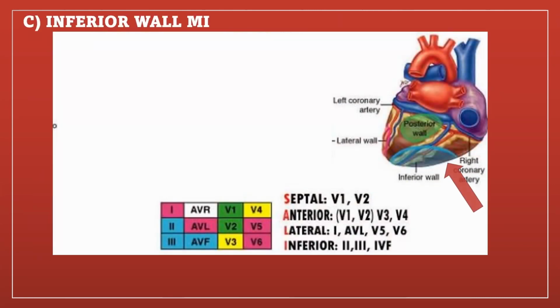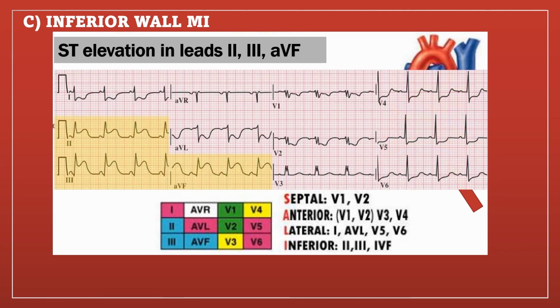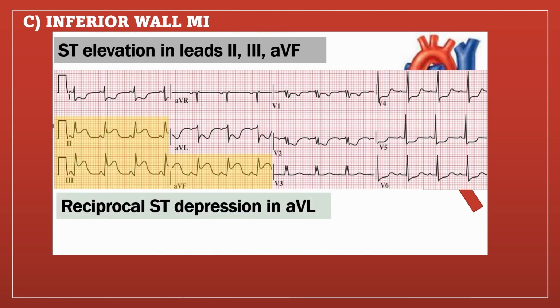Whenever there is ST elevation, it indicates MI. Here in this ECG, you can see ST elevation in leads 2, 3 and AVF, which is suggestive of inferior wall. And the reciprocal lead of 2, 3, AVF is AVL. In this you will find ST depression. A point to remember is whenever there is ST elevation in leads, the reciprocal leads will have ST depression.